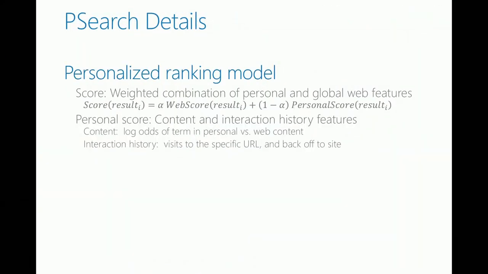Okay, so how did this work? This is probably more detail than is relevant, but a personalized ranking consisted of two components, a weighted average of the standard web ranking and then a personalized score. And that personalized score was based both on the content. We essentially took the log odds of a word appearing in my collection versus the web as a whole. And we looked at previous interaction with that particular URL, or a back off to a site level. So in both of these we measure the deviation, essentially, of me versus the rest of the world in interacting with the search results.